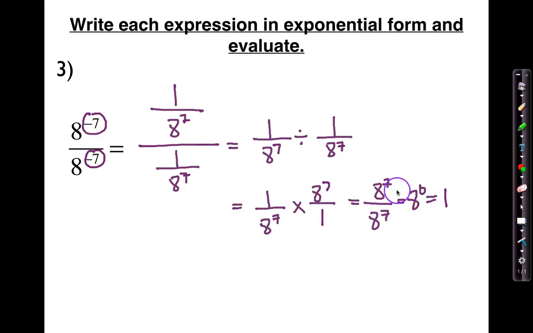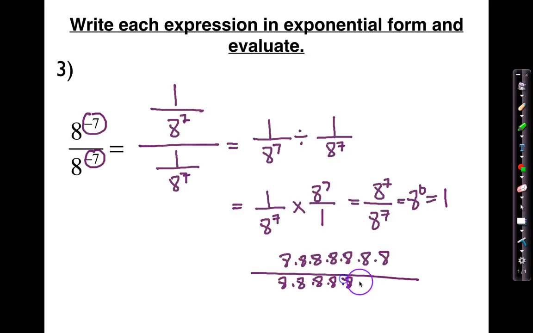Now, if you don't believe me, what you could do is go ahead and write it out. 8's repeated 7 times. 1, 2, 3, 4, 5, 6, 7. Divided by 8 to the 7th, so 8 repeated 7 times. 1, 2, 3, 4, 5, 6, 7. And then you can see they can reduce, leaving me with a bunch of 1's because 8 divided by 8 is 1. Okay, so either way you see it, you're still going to get the same answer.